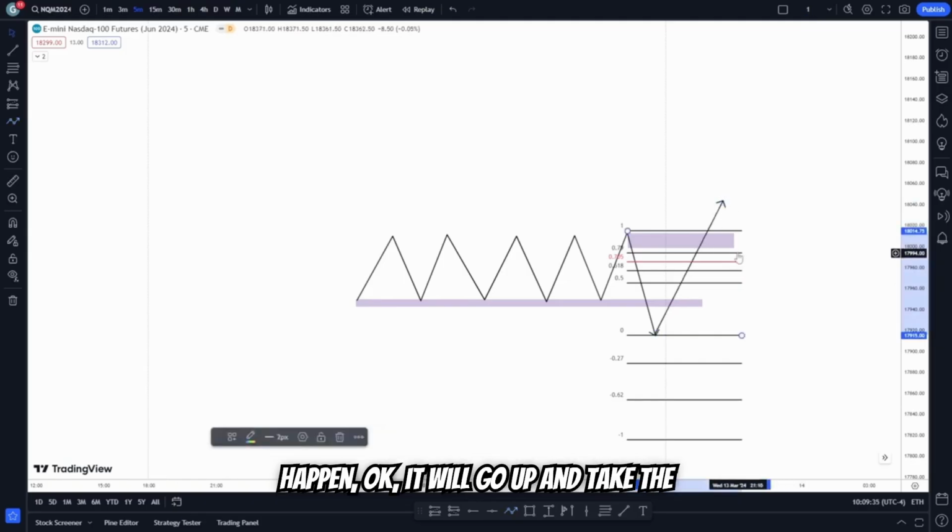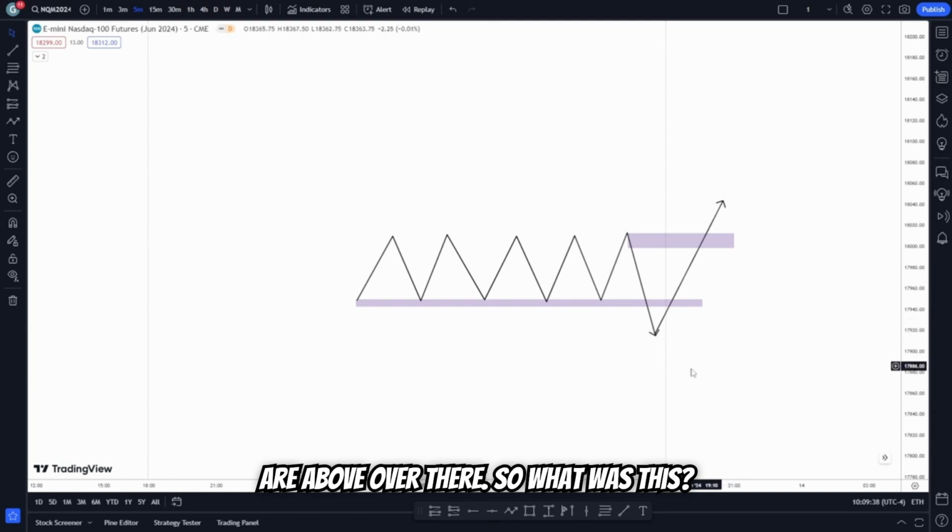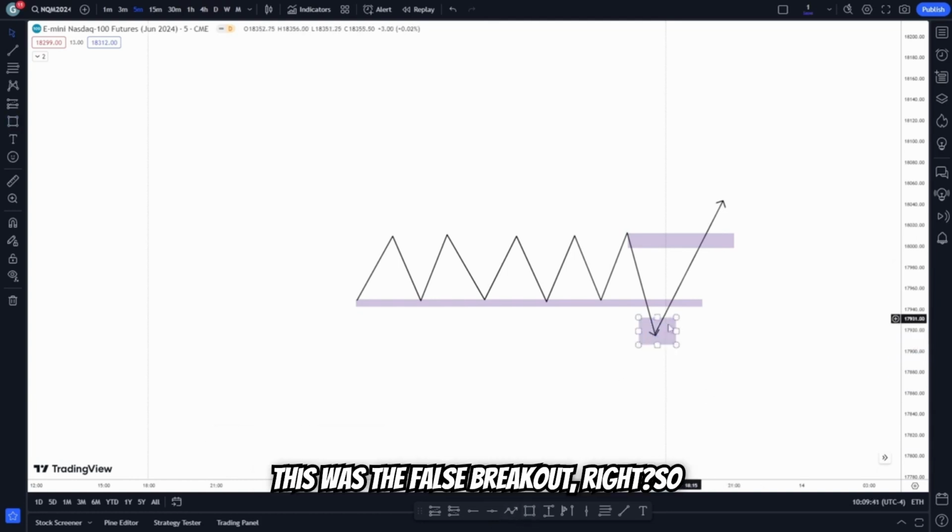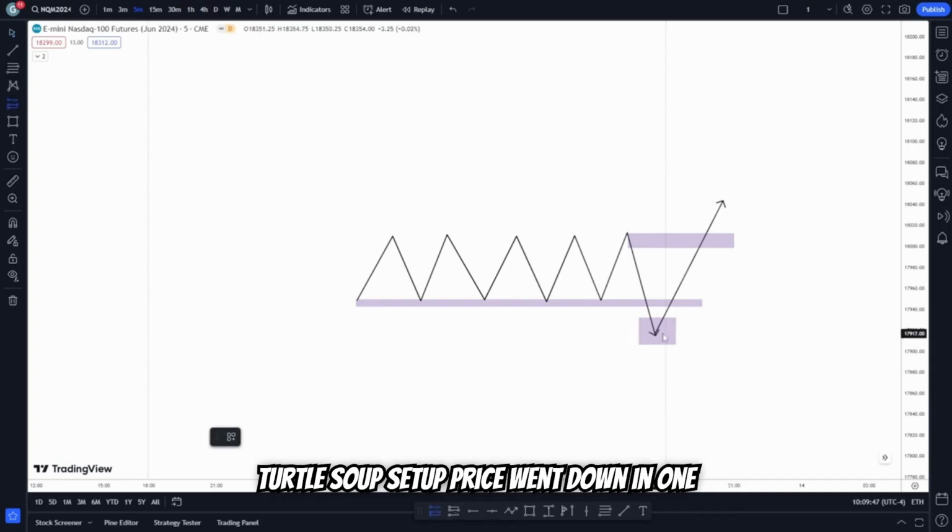It will go up and take the stop losses of all the traders who were over there. So what was this? This was the false breakout, right? So this is a false breakout, but we as traders who are trying to find the turtle soup setup, price went down by 1 or 2 pips.